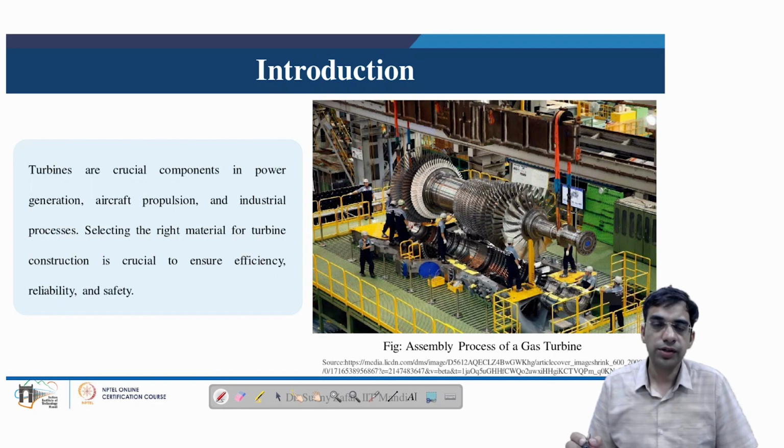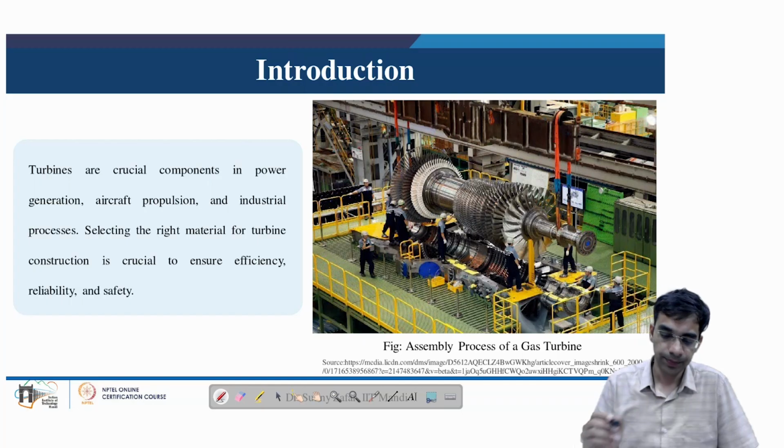So as we know, this course is about manufacturing of turbines, in which we will be studying in detail the manufacturing of gas turbine, steam turbine, hydro turbine and wind turbine. So turbines, as we now understand, are crucial components not only in power generation sector but also are very important in aircraft propulsion and industrial processes. Selecting the right material for such turbine is very crucial to ensure the efficiency, reliability and safety of the turbines.